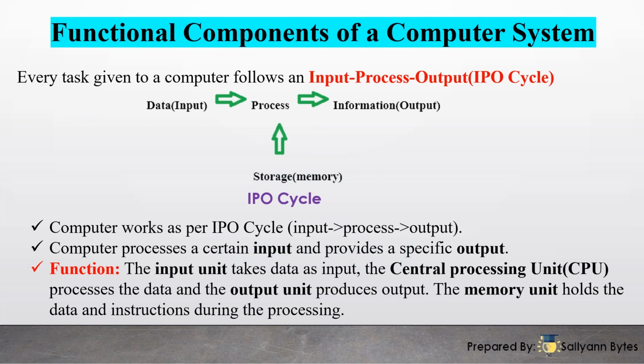Now let us first have a glance at the functional components of a computer system. Every task given to a computer follows an input-process-output (IPO) cycle. In this figure, the function of the computer system is described as: the input unit takes data as input, the central processing unit, CPU, processes the data, and the output unit produces output. The memory unit holds the data and instructions during the processing. Hence, computer works as per IPO cycle: input, process, output.